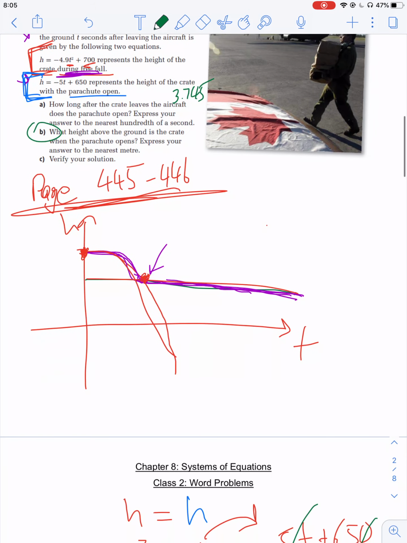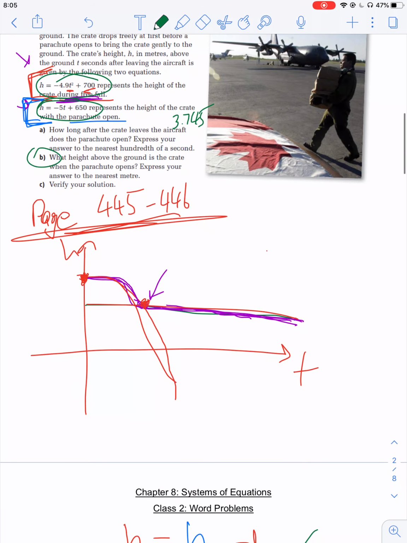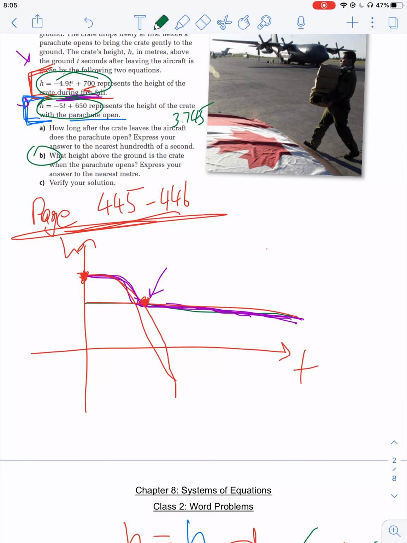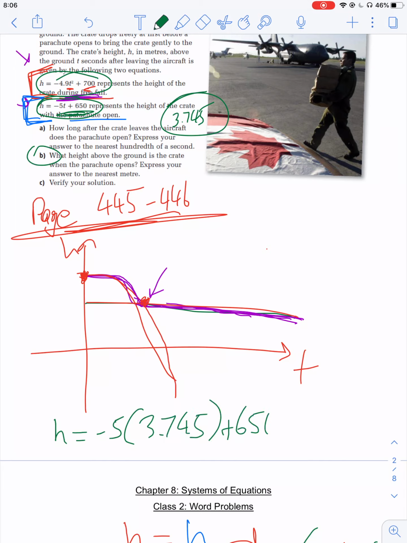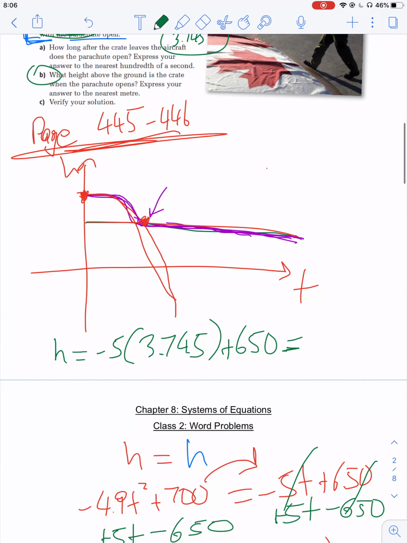Once you have your t-value, plug it in either in this function or in the other one. Both of them should give you the same h value. I would plug it into both of them just to be sure that I did my work correctly. But because I don't want to make this video too long, I'm just going to plug it into my linear equation because it's much easier to calculate. So minus 5, and then I'm going to replace t by 3.745, plus 650. And obviously this answer has to be less than 650, based on the image that you have.